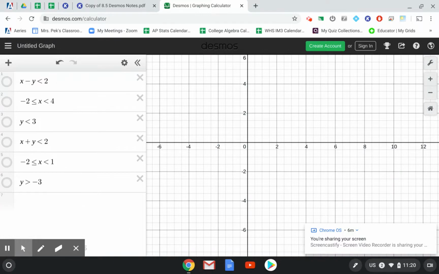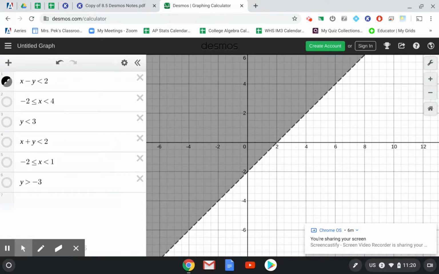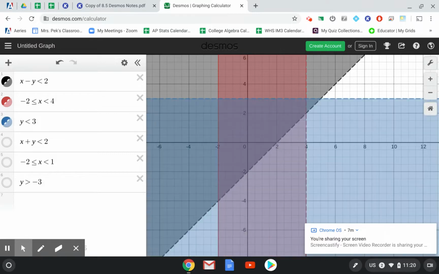All right, so x minus y is less than 2. Looks like this. X is between -2 and 4. So we can see what that looks like there. Notice the left side on -2 is solid, the 4 right side is dashed, and then y is less than 3, it goes there. So my overlapping shaded region is that trapezoid shape in the middle there.